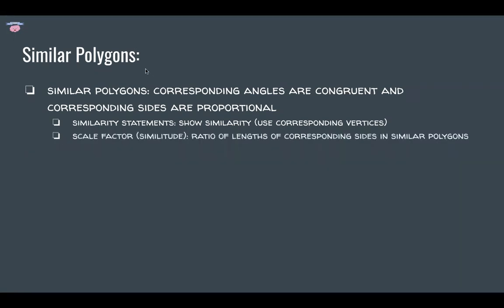Scale factor. So we talked about scale. Now the scale factor, it's also called a similitude, and it's the ratio of lengths of corresponding sides. So if I had, let's just go with triangles because triangles are easy, two similar triangles, and let's say this was length 2, this was length 3. And let's say I knew they were similar. Then the similitude or the scale factor of these two triangles, let's consider this one over this one, it'll be 3 over 2 or 3 to 2.